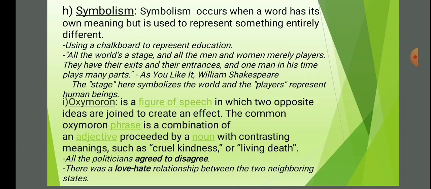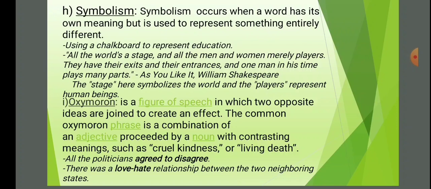Next figure of speech is oxymoron. Oxymoron is a figure of speech in which two opposite ideas are joined to create an effect. The common oxymoron phrase is a combination of an adjective preceded by a noun with contrasting meanings such as cruel kindness or living death. You can see in the example, cruel kindness. Actually, cruel and kind are already opposite. Cruel kindness is used. Living death is used. This is made to make the sentence funny, and this is known as oxymoron.